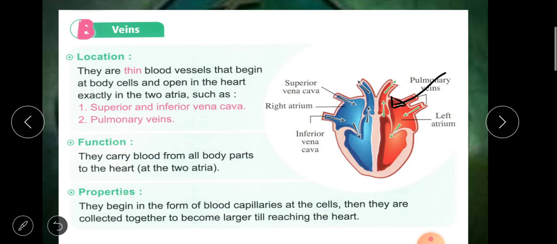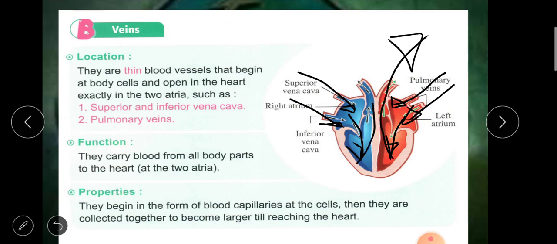The veins will take the blood from the body parts and give it to the atrium. And then the atrium will give the blood to the ventricle. And then the ventricle will push the blood to the arteries, and the arteries will take the blood to all the body parts.